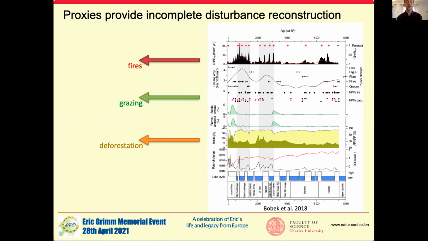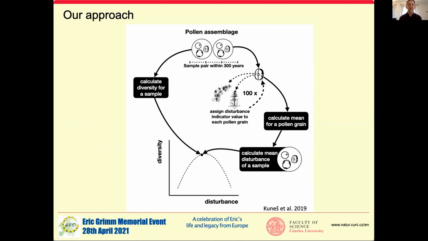Why we used this newly developed disturbance index is that there are constraints when using disturbance proxies from many different records. For instance, we can infer fires from charcoal, grazing from NPPs or only certain pollen taxa, or deforestation. But there wasn't really a complex disturbance proxy that would point at all the disturbances we could see in the data summed up.